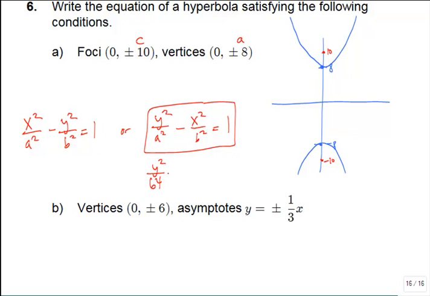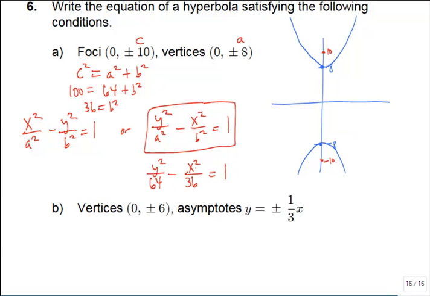So now we know what that first part is. We just need to figure out what the b is so that we can plug it in. If we can figure out what b squared is, then we'll have our equation. Well, if you know c and you know a, you can find b, because the relationship for a hyperbola is that c squared equals a squared plus b squared. C is your foci always. So 10 squared is 100. The a squared was the 64. So if I solve this for b squared, 100 minus 64 is 36. So that's our b squared.